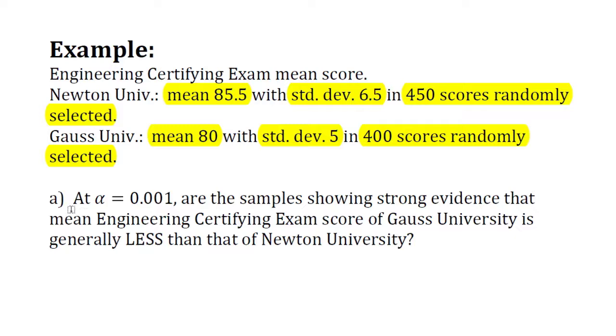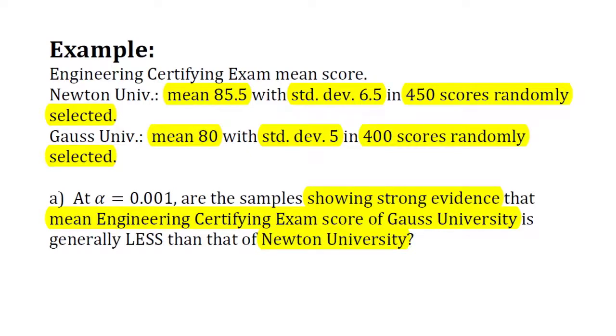And so here the question is asking, according to the wording, at significance level alpha equals 0.001, are these two samples, for which we have already sketched down the given information as well as some calculations, showing strong evidence that the mean engineering certifying exam score of Gauss University is generally less than that of Newton University? So the first thing that caught my attention here is that the question brought up a testing hypothesis problem. The comparison statement that we're testing as a hypothesis says that we want to prove that the mean certifying exam score of Gauss University is generally less than that of Newton University.